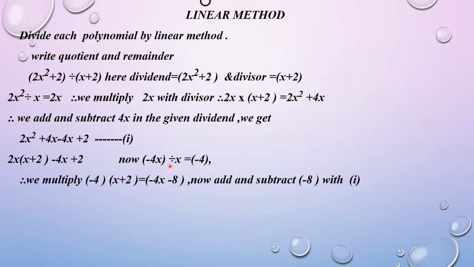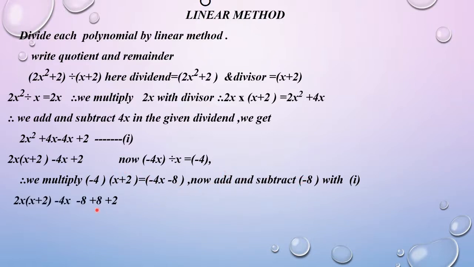We will multiply this minus 4 with the divisor x plus 2. So we get minus 4x minus 8. Now we don't have this minus 8 in the dividend. So we will add and subtract minus 8 with equation number 1.